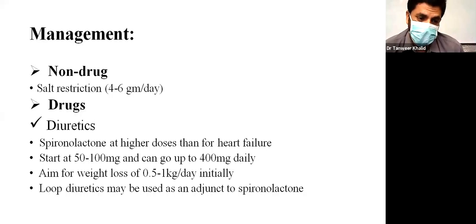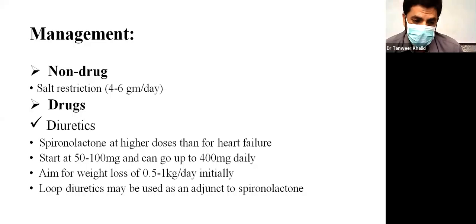In drugs, the mainstay are diuretics. Spironolactone is the drug of choice, and it is used at higher doses than for heart failure. In heart failure, we use lower doses of spironolactone. Start with 50 to 100 milligrams and it can go up to 400 milligrams per day.